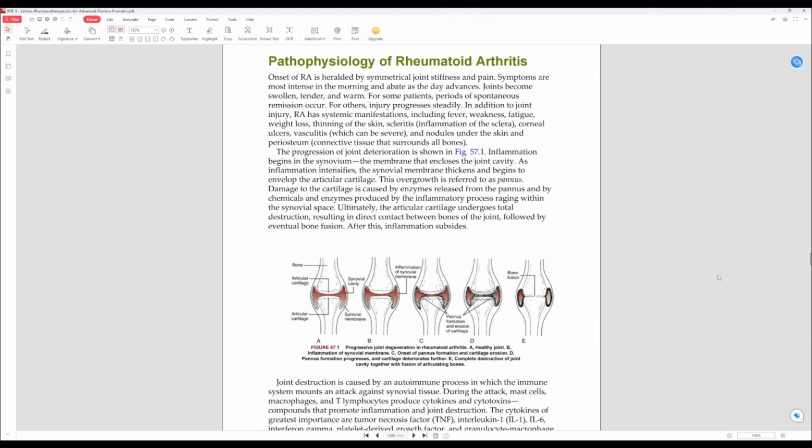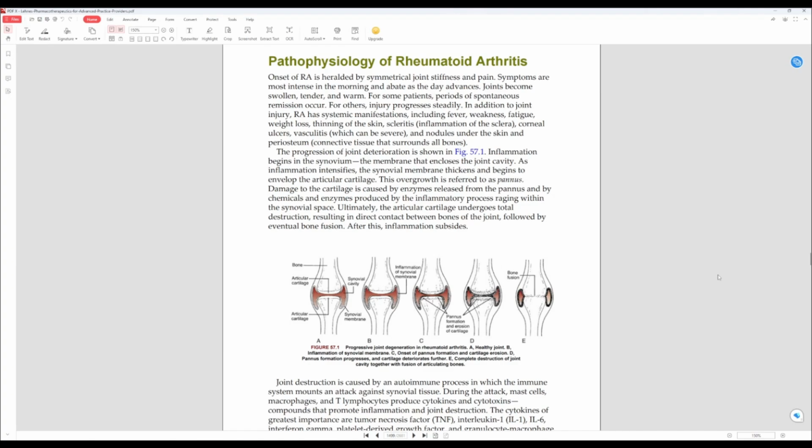In addition to joint injury, rheumatoid arthritis has systemic manifestations, including fever, weakness, fatigue, weight loss, thinning of the skin, scleritis, corneal ulceration, vasculitis, and nodules under the skin and periosteum. The progression of joint deterioration is shown in Figure 57.1.